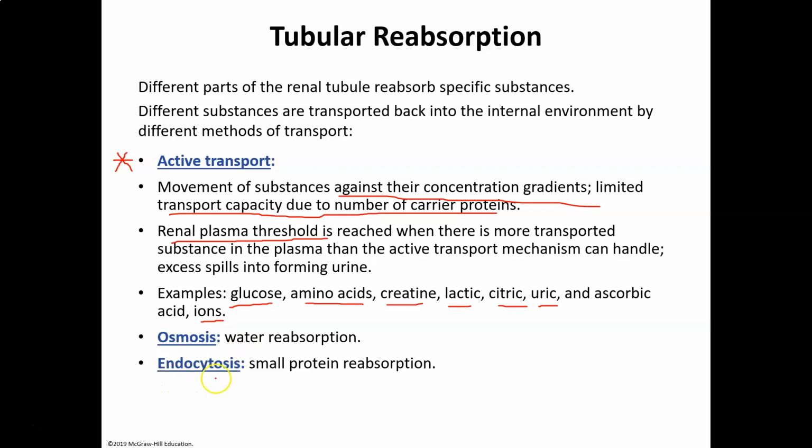And then endocytosis. There are small proteins that end up in the glomerular filtrate as well. They made it through the podocytes, and you want them back. You don't want to lose a lot of these small proteins. You spent some time breaking them down or building them up, or somehow you wanted those things. Now they're going to go out your kidneys unless you bring them back. So that whole process is reabsorption.